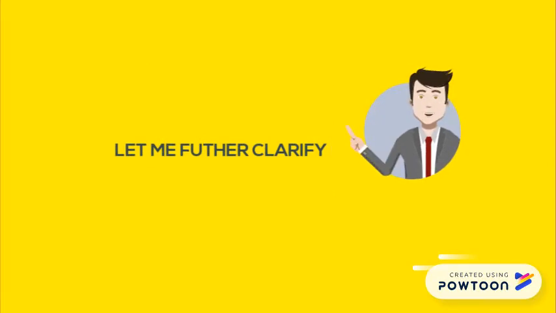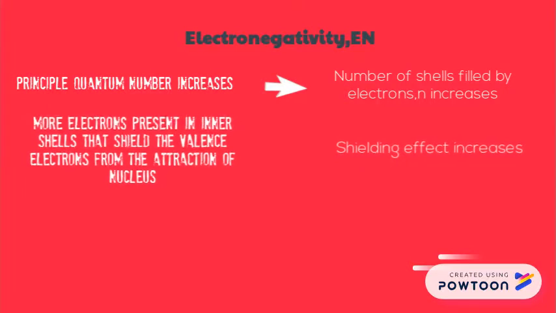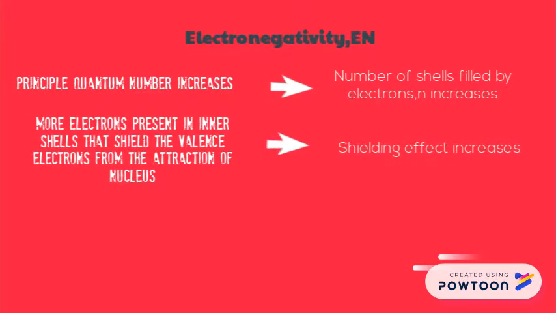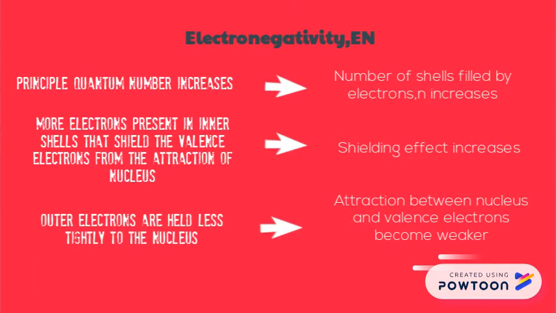To further clarify, as we go down the group, the number of shells filled by electrons increases, causing the shielding effect to increase too. This will then result in a weaker attraction between the nucleus and the valence electrons because the outer electrons are held less tightly to the nucleus.